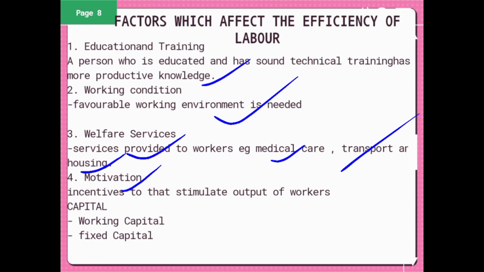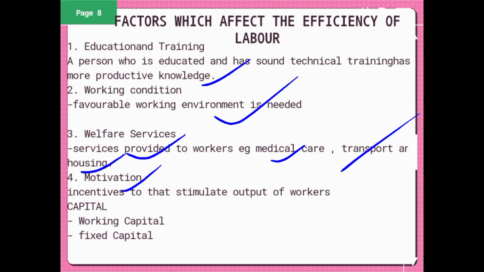Working capital is simply the money the business must have for it to meet day-to-day expenses. Just from the word working capital. It's the money the business needs to meet day-to-day expenses, like paying workers' salaries, buying raw materials, paying water bills, electricity, telephone bills, and so on. That is what we call working capital.